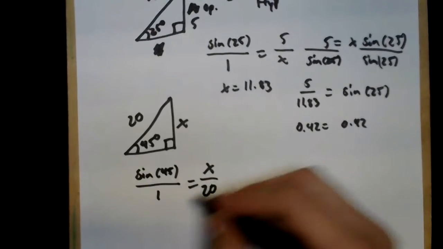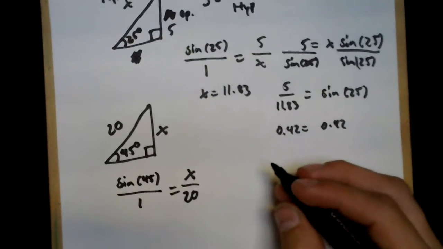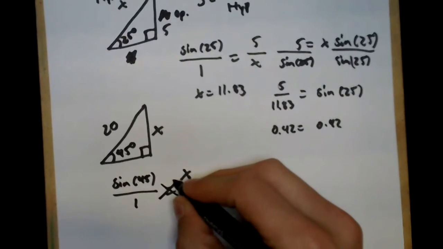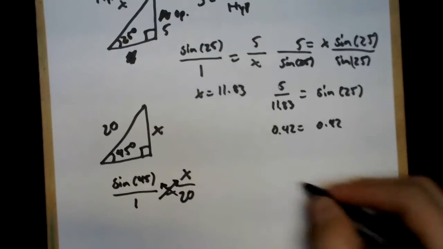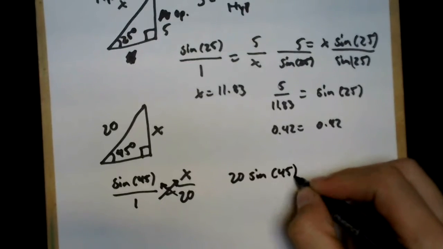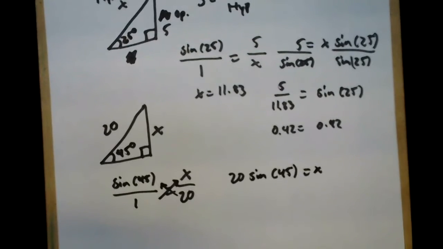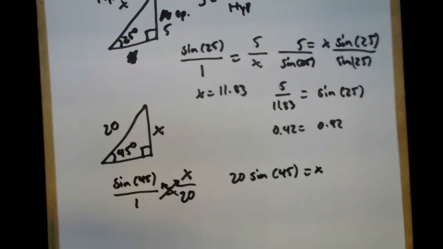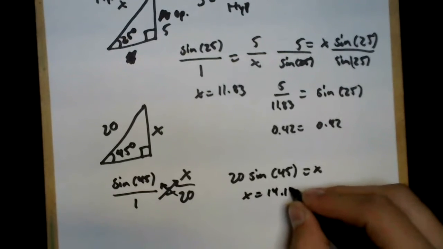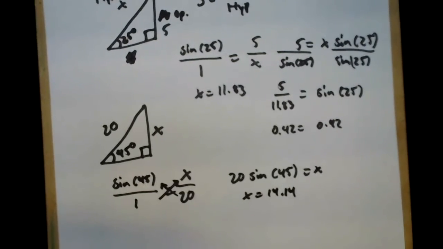And you cross multiply. Then you get boom, boom. This goes here, that goes there. Then you get 20 sine of 45 equals x. Wow, that makes it really easy. Plug it into your calculator: 20 sine of 45 degrees. And you get x equals 14.14.